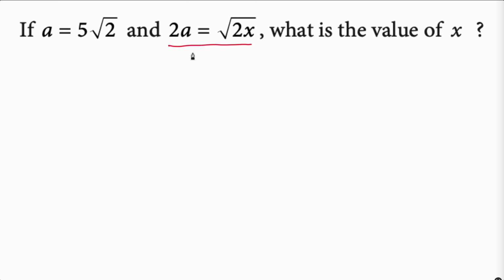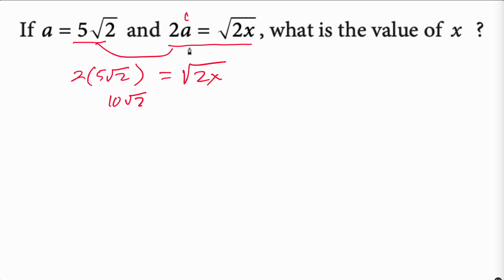So a is given, right? We know that a is this. So basically we just plug it in and see what's going on. So a is 5 square root of 2. So we rewrite this as 2 times 5 square root of 2 equals square root of 2x, right? So here we have 2 times 5 square root 2, so then we have 10 root 2 equals square root of 2x. Okay, so now we have that.